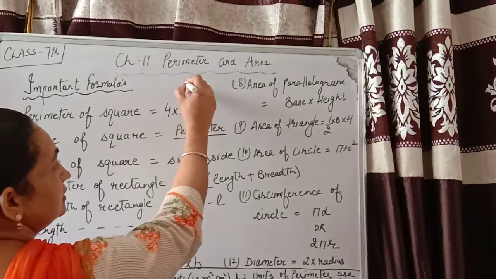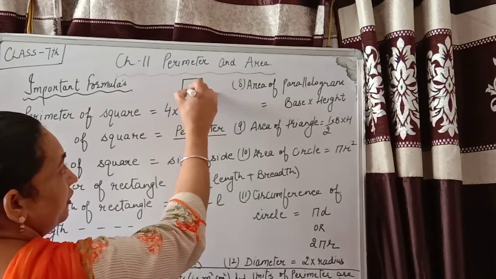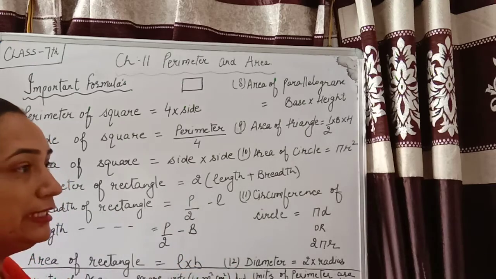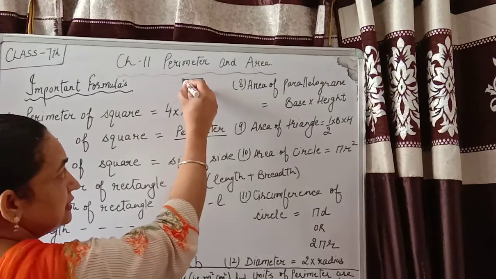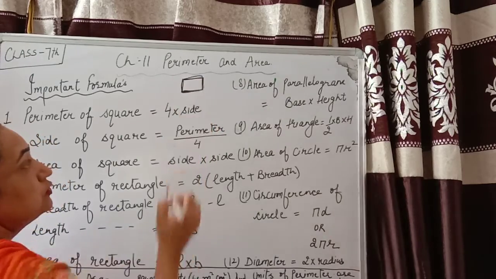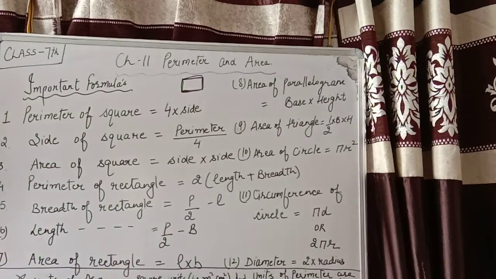Suppose this is a figure. Any figure, we can say it is a quadrilateral. So the distance around a closed figure. So the total distance that is covered around a closed figure is called its perimeter.